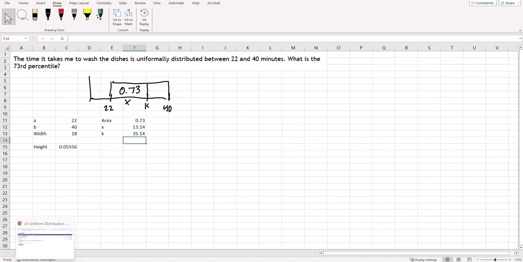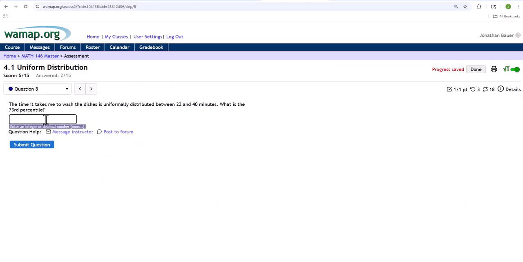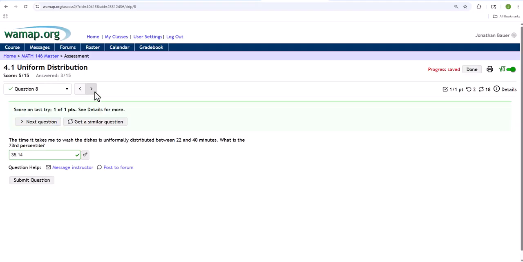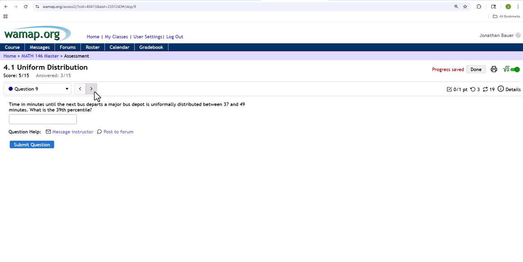So if I hop back over here to the question, 35.14, there we go. Okay, so we'll try another one here in case that was confusing. The time in minutes until the next bus departs a major bus depot is uniformly distributed between 37 and 49 minutes. What is the 39th percentile?